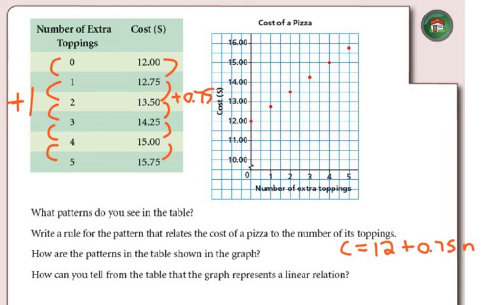Last question, how we tell from the table that the graph is linear, that's where we look back at that constant change, that pattern we saw at the beginning. If the table shows a constant change, then we do have a linear relation. If that change differed, say we went +2, +3, +4 as we went from row to row, then we would not have a linear relation.